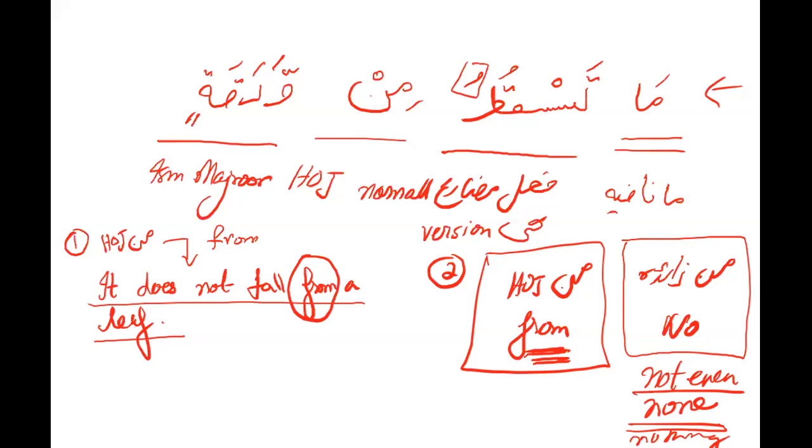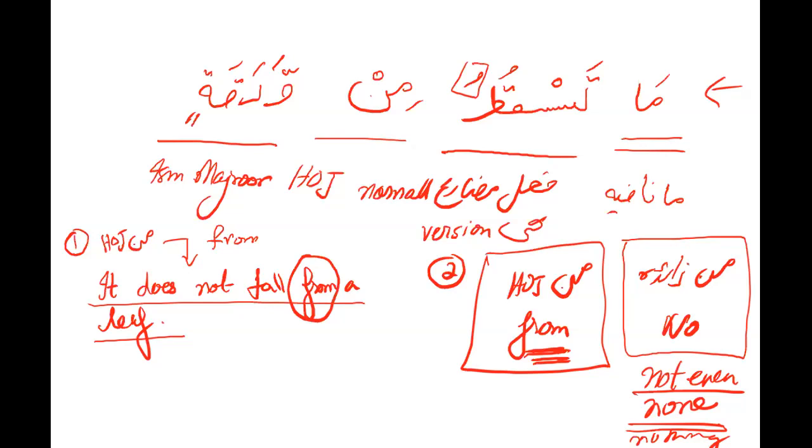He holds the keys to the unseen. No one knows them but He. He has knowledge of all that, of all the land and sea, of all that the land and sea contain. It does not fall from a leaf, nor is there a single grain in the darkness of the earth or anything wet or dry, but is recorded in a clear record. Does this translation make sense with the ayah? Yes. That makes sense. I don't think we should use "from."